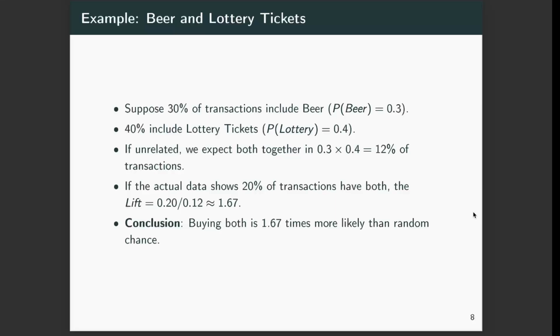These two items, beer and lottery tickets, are surprisingly co-purchased. A retailer who discovers this might place lottery ticket machines near the beer aisle, or create a joint promotional display. The lift value quantifies the surprise in the pattern and gives a clear signal about where to act.